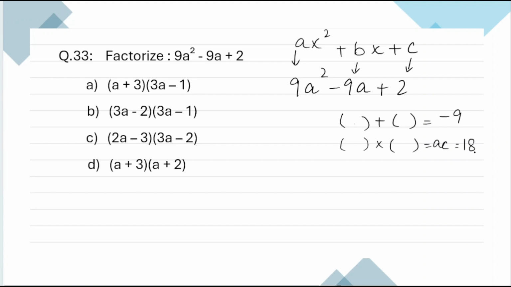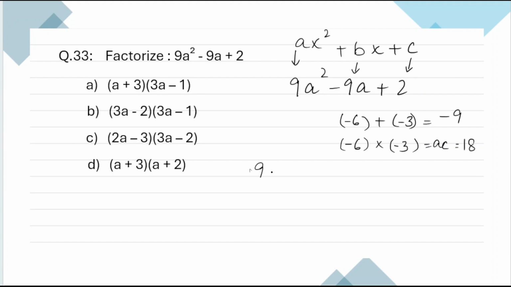6 and 3. Of course, 6 times 3 is 18. So let's take -6 and -3. -6 times -3 is 18. And when I add -6 and -3, I get -9. So these are my correct integers. So let's see how we simplify the given expression.